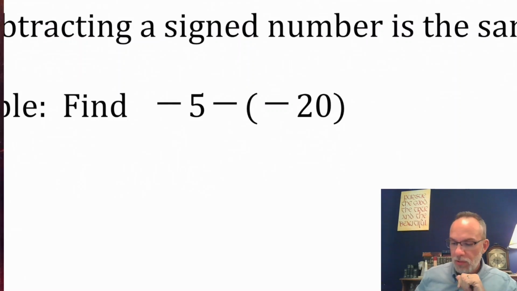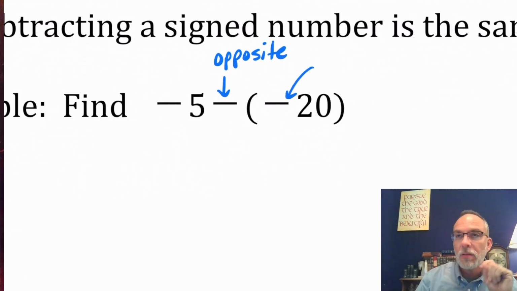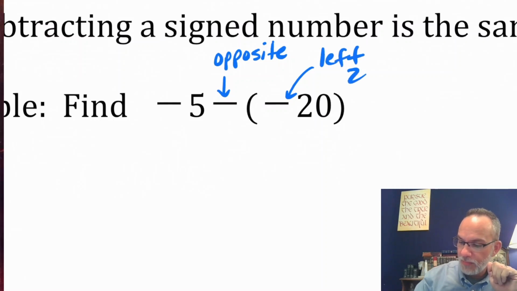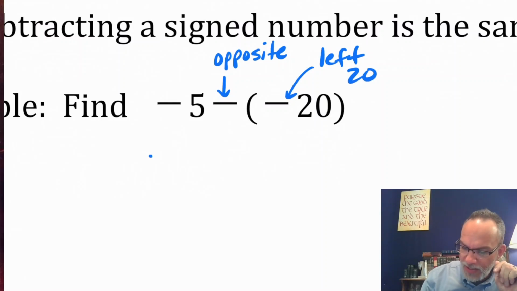Okay? Now, let's take a look at this. Negative 5 minus a negative 20. This negative here means do the opposite. This negative 20 means left. So it's negative 5, do the opposite now of left 20. What's the opposite of left? If you said right, you're correct. I almost said you're right, but then you'd be right. But anyway, you're correct.